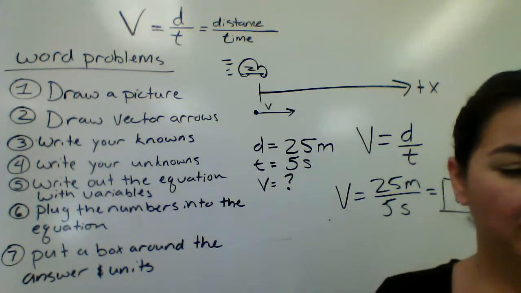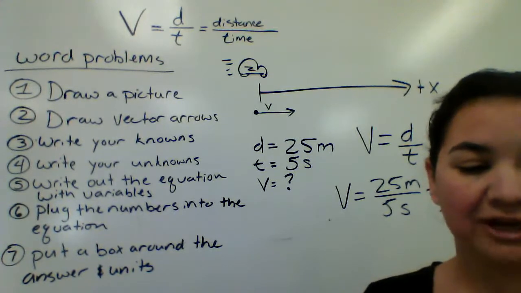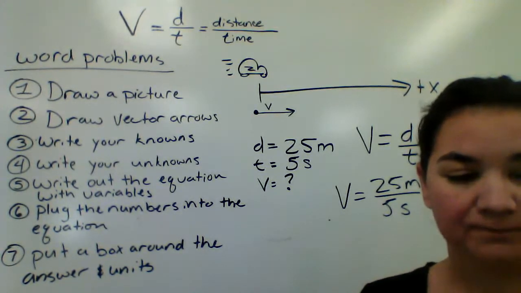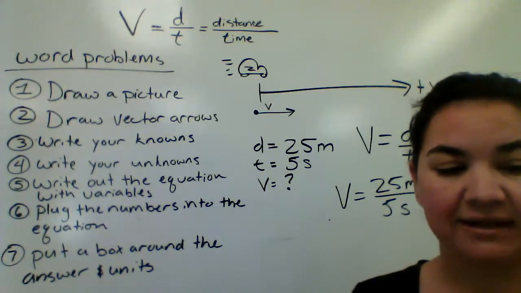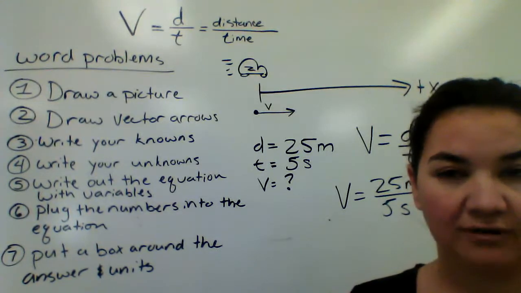All right, question number 1. A car drove 4 miles in 3 minutes. What was the velocity of the car?